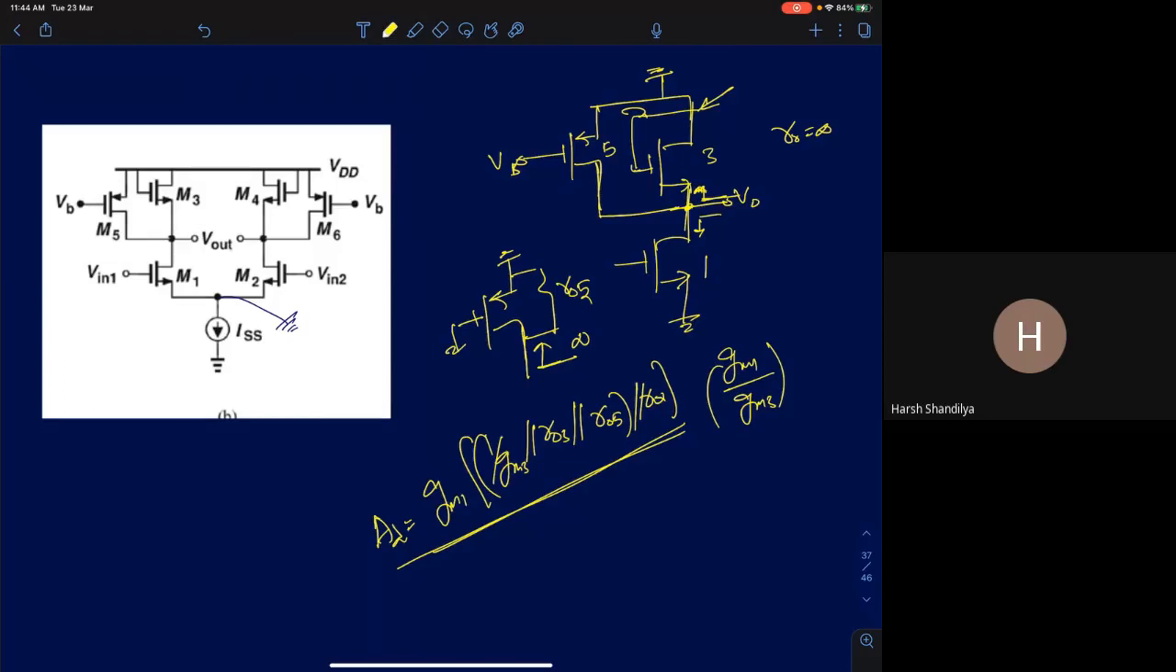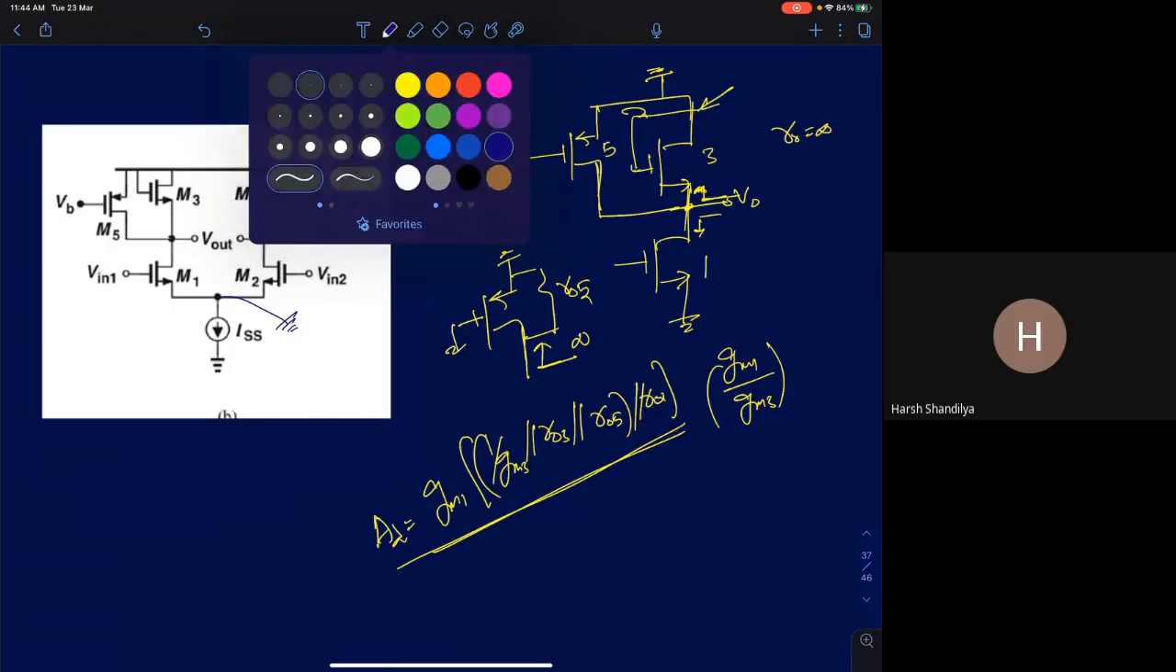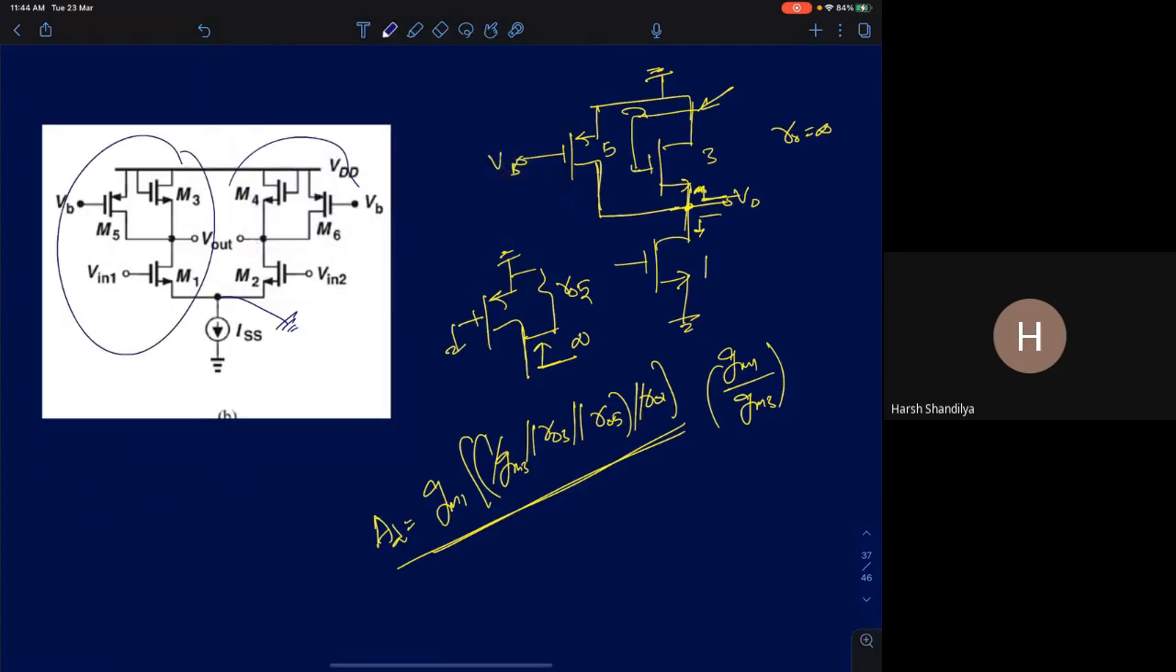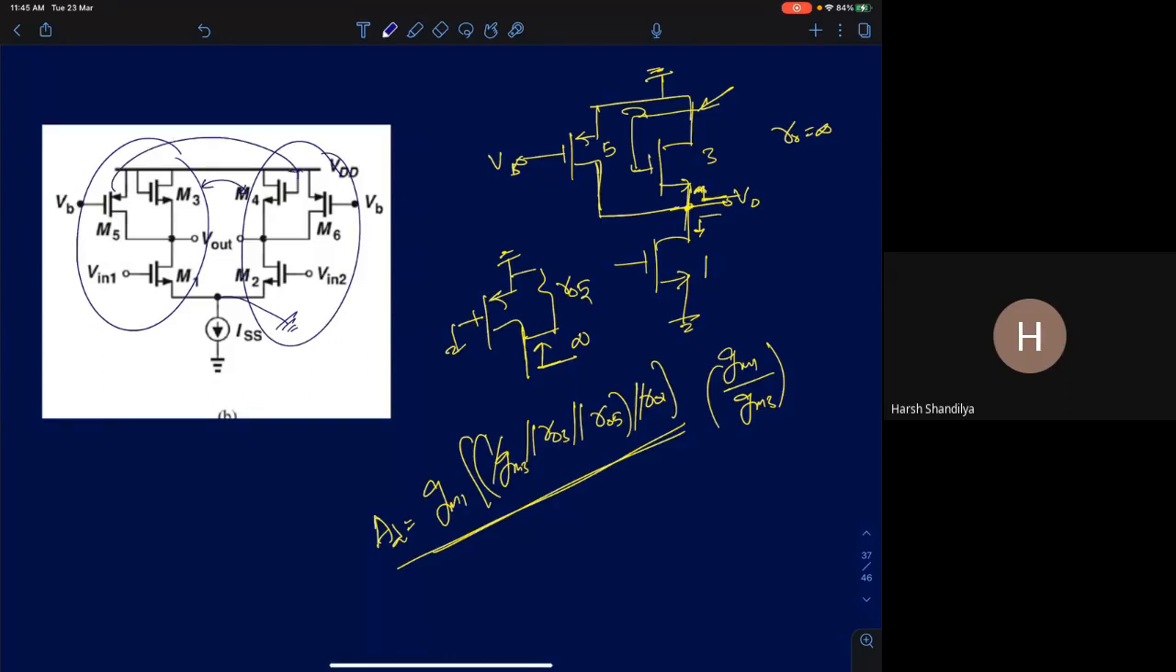When you design a differential pair, generally that's the assumption. At least we'll ensure that this half is exactly the same as this half. You don't have to necessarily ensure that every MOSFET, M3 and M1, are the same. But you have to ensure the whole half here is the same as this half. Which means M3 and M4, M5 and M6, have to be similar.